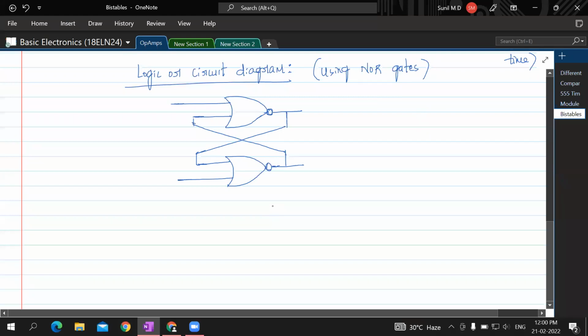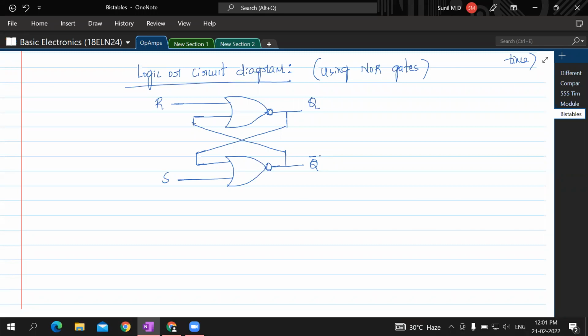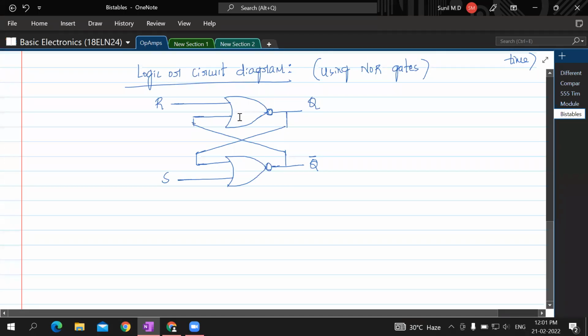Fine. Now this is reset, this is set, and where reset is there, there you will have your output Q, and where set is there, there you will have your output Q bar. Everybody understand this point now? Now, suppose one of the inputs of a NOR gate is 1, what would be the output?